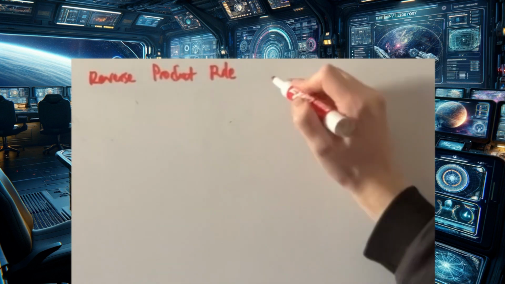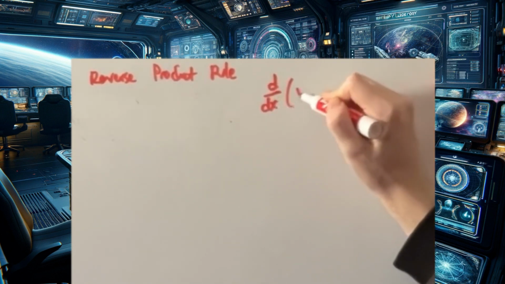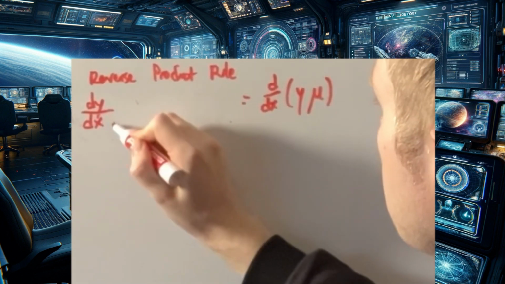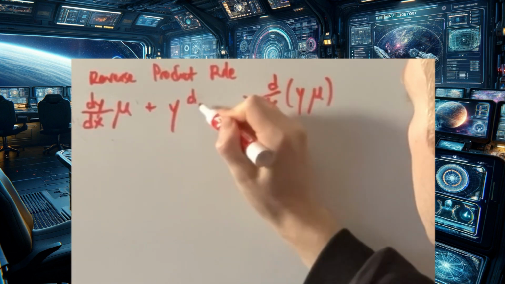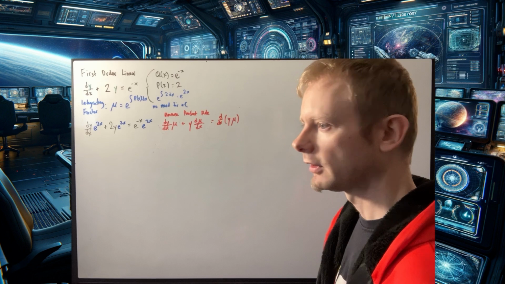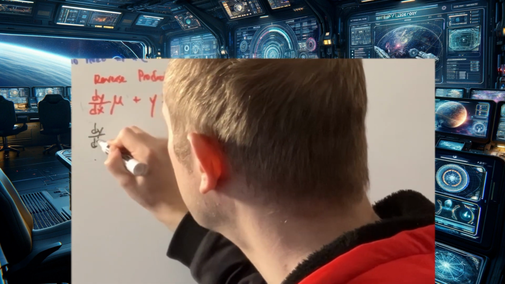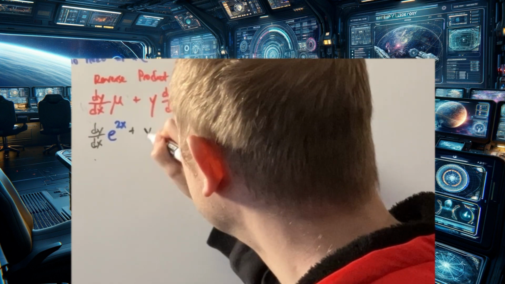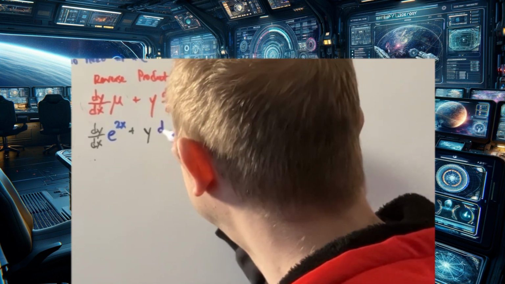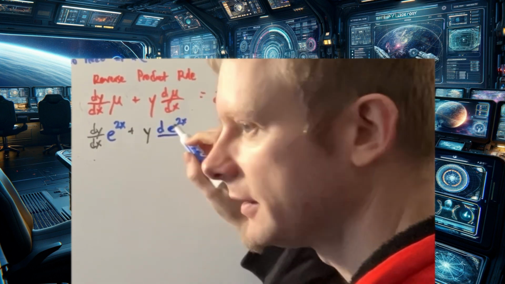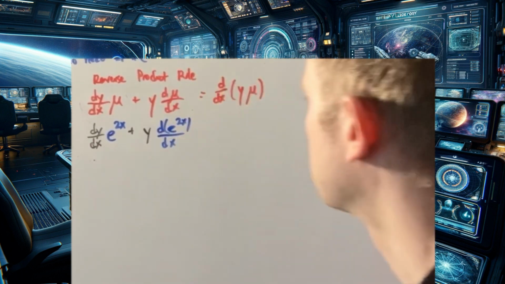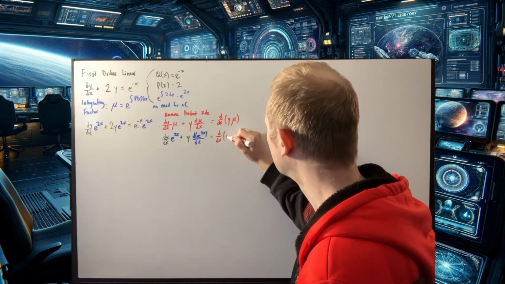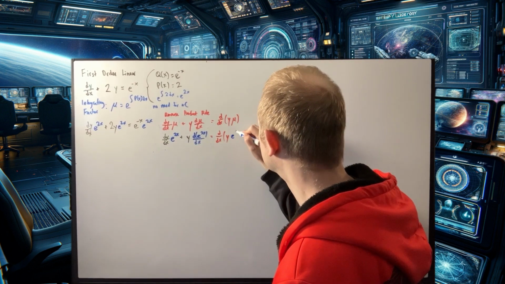Well, let's remember what the product rule is. If we start with d over dx of y mu, then we can reverse this and we can say dy over dx mu plus y d mu over dx. Let's rewrite this for our equation. We're going to say dy over dx, and we have mu, which is e to the 2x, and then plus y times d of e to the 2x divided by dx. Oh, parentheses right there. We could set this equal to d over dx of y, and then our mu is going to be e to the 2x.